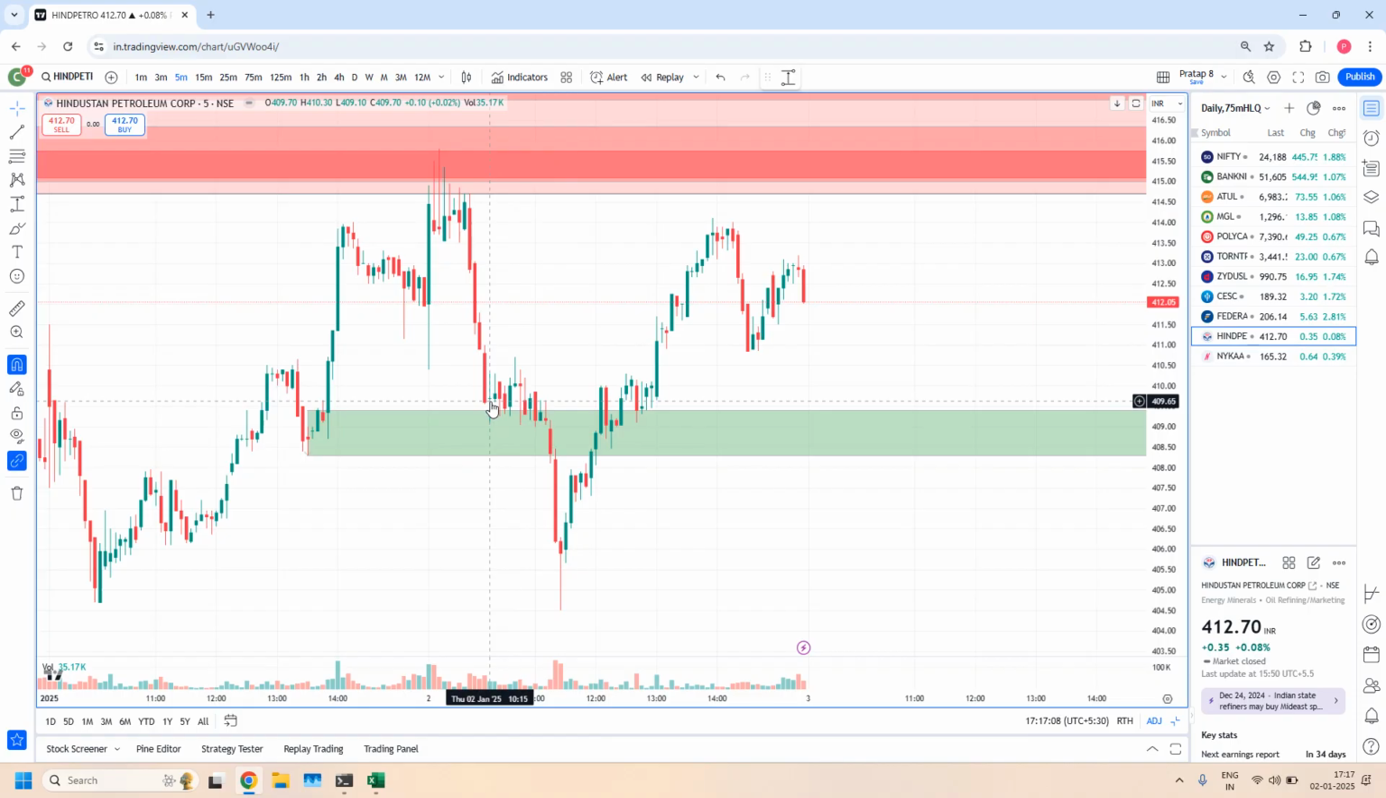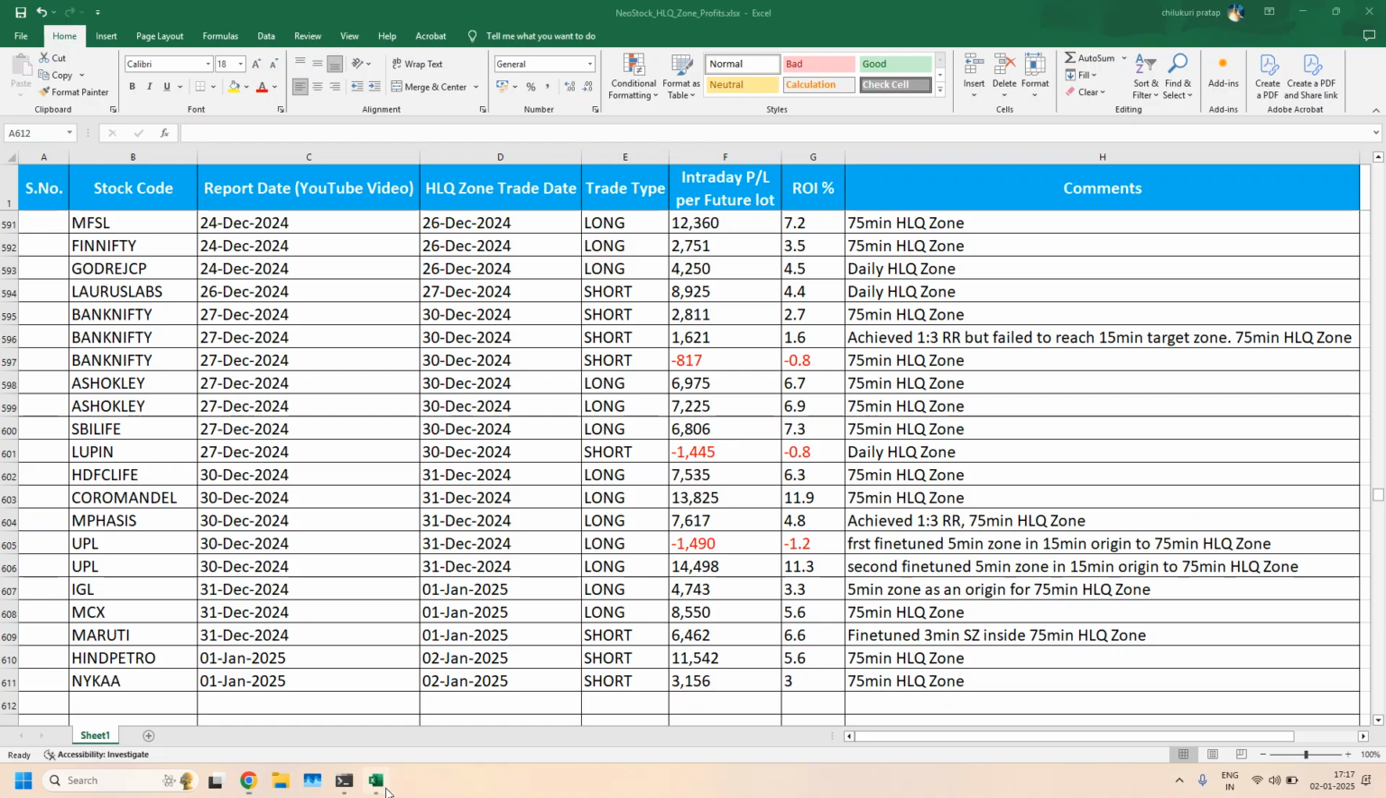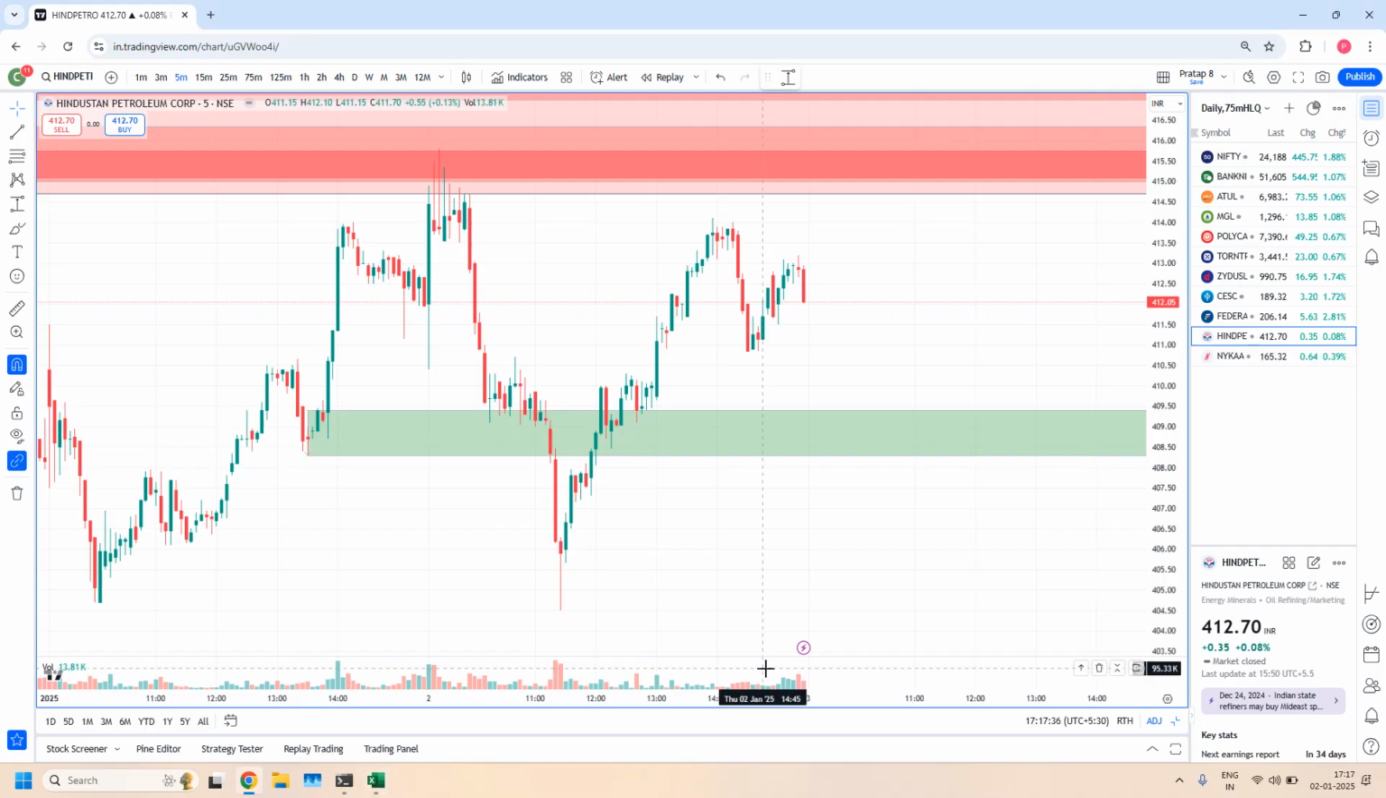How much profit has Hindustan Petroleum given? Hindustan Petroleum has given a profit of 11,542 rupees, which is 5.6% ROI as per one futures margin cost. Hindustan Petroleum is having around 2 lakhs margin. So on that margin, it is around 5.6% ROI we got. So this is about Hindustan Petroleum.